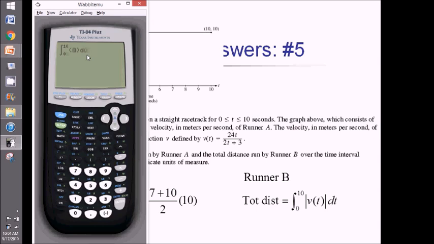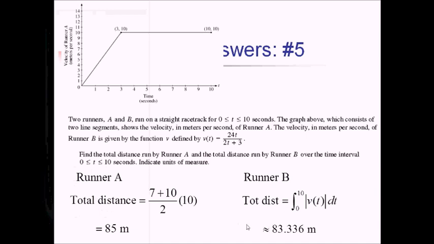And I'm going to do absolute value. Oops. Let's try that again. Absolute value of velocity. So that's going to be alpha trace y1, because that's where I stored my velocity function in the calculator, and dx. And that comes out to 83.336. It's pretty close to runner A. And that's going to be in meters.